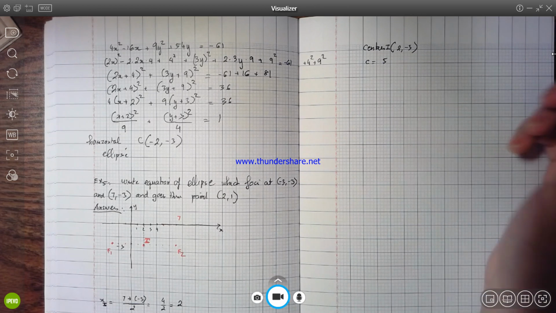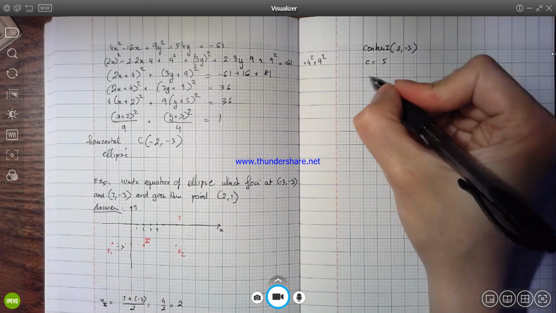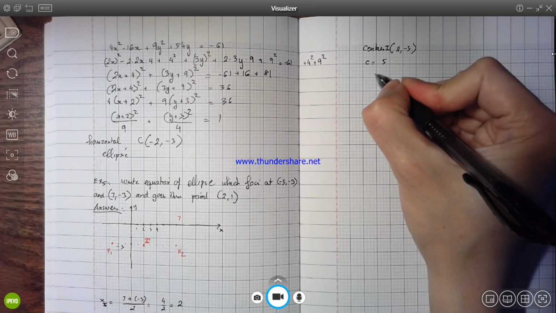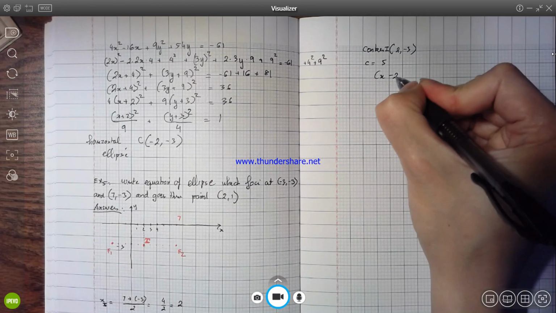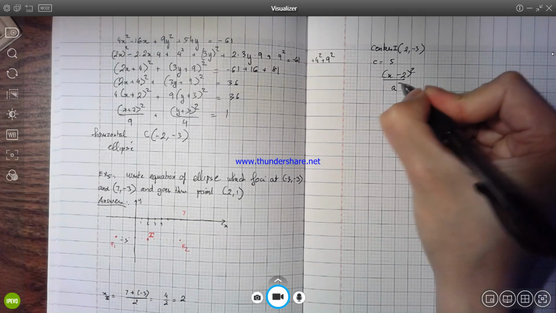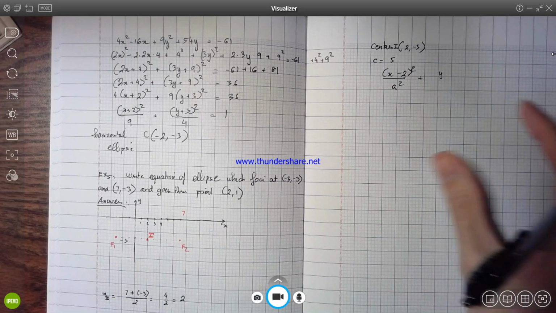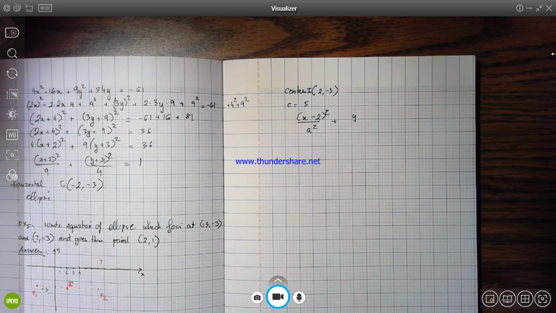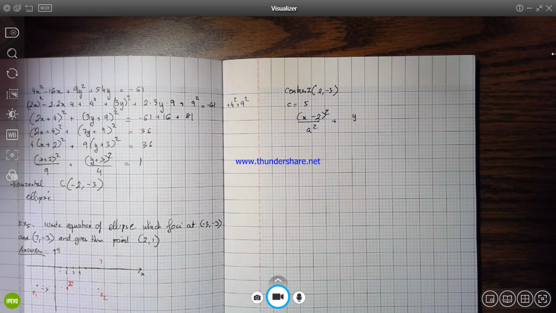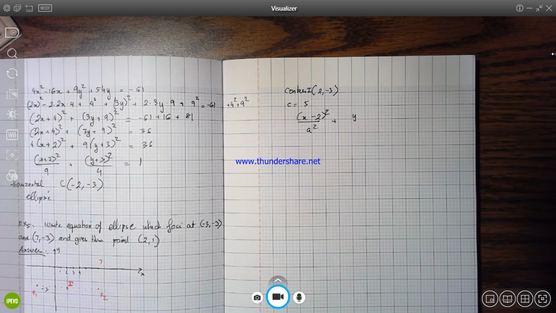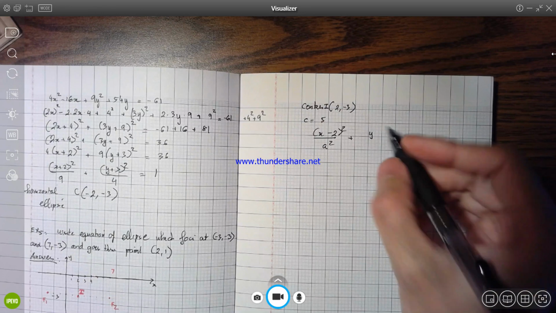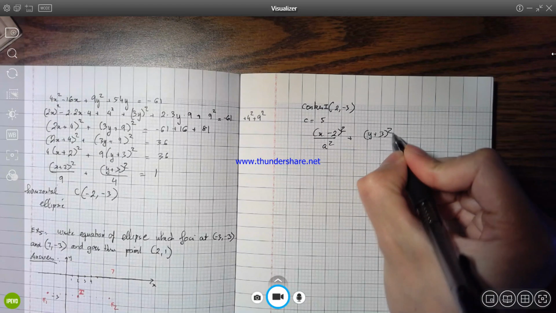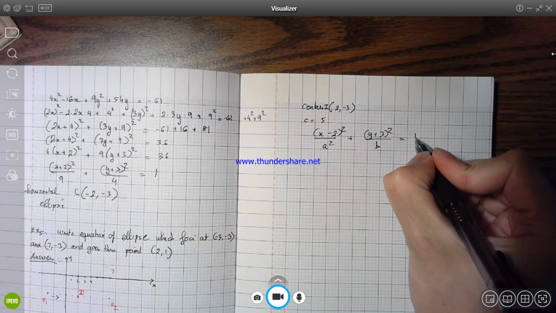Right now I can get the equation. So we know the equation will be what? The equation will be x minus 2 squared over a squared plus y plus 3 squared over b squared equals 1. It's kind of dark on that side, right? Let me fix the line a little bit here.